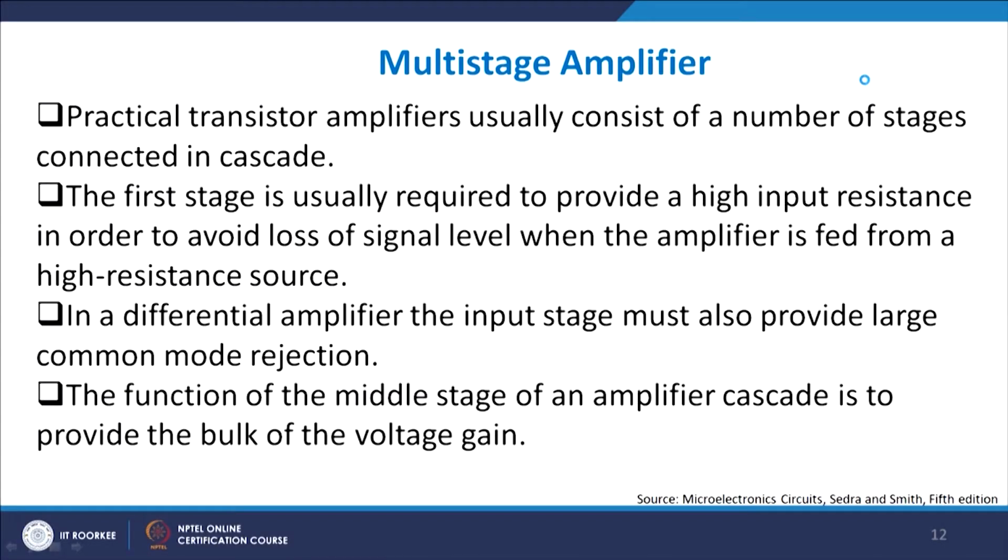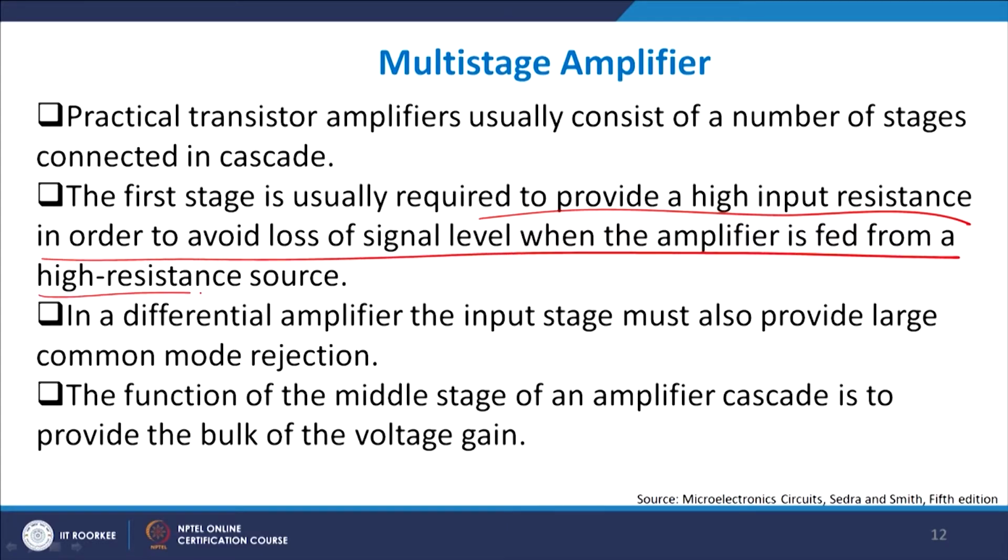Let me come to the multi-stage amplifiers. In practical stages, you will have maybe each differential amplifier driving another differential amplifier, and so on. If you have a multi-stage amplifier, typically the first stage is required to provide a high input resistance in order to avoid loss of signal level. So if you have a two stage amplifier, the first stage is generally used to match the impedance.